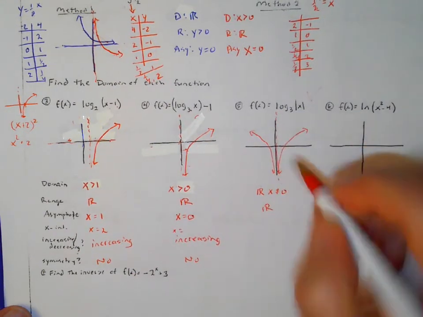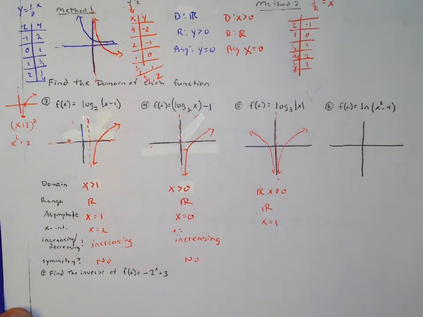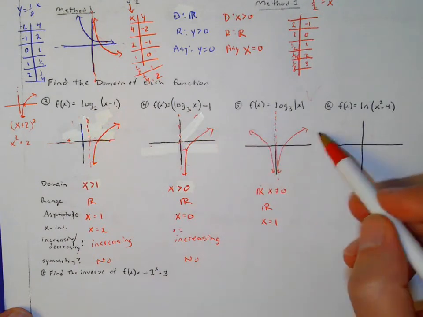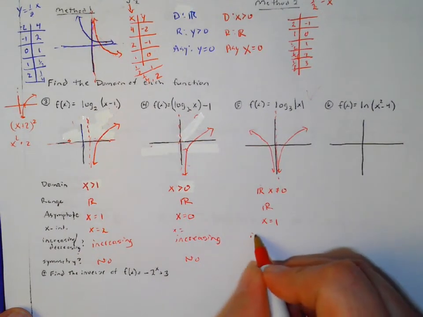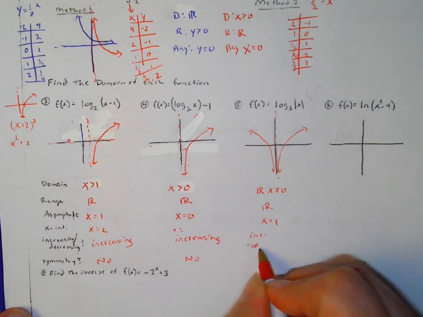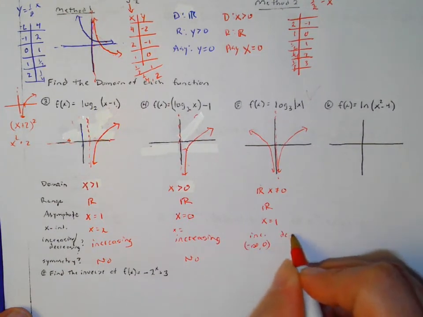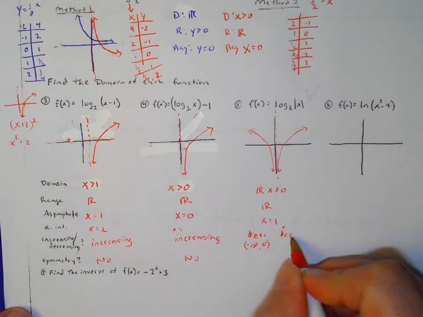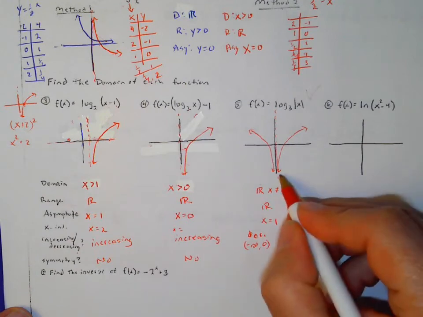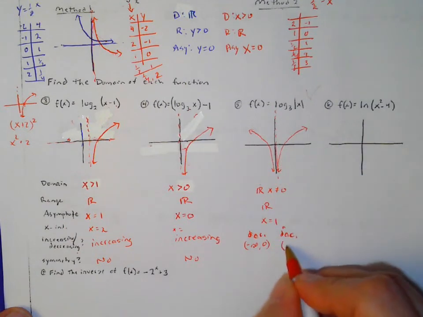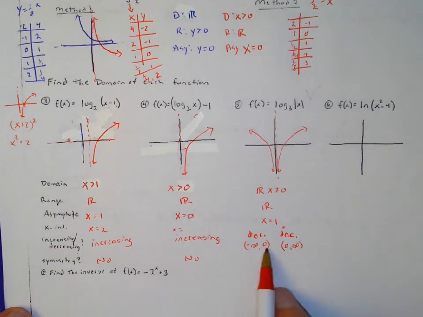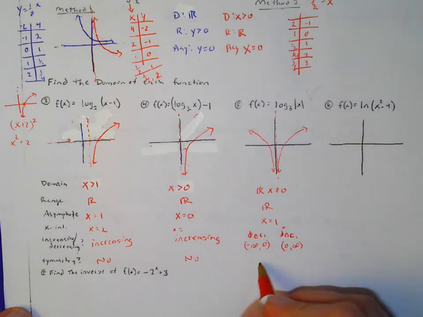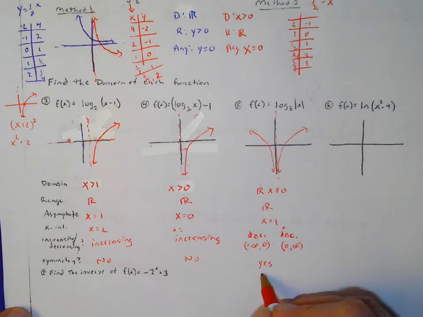Our asymptote here would still be at x equals 0. For here it's decreasing and here it's increasing. So it's decreasing from negative infinity to 0, and it's increasing from 0 through infinity. It's not doing anything at 0, that's why I'd have the parentheses versus the brackets. Is there symmetry? Yes, across the y-axis.